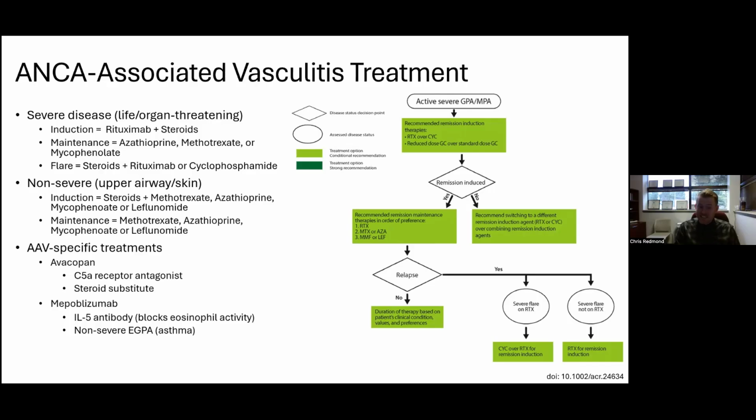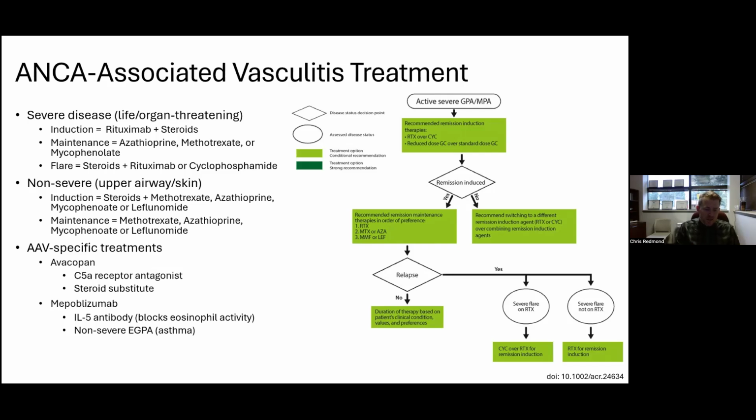It is very hard to get because it's a hard sell for insurance companies to say we're not going to use steroids, but we want to use this kind of new novel medication, which is a bit more expensive. But if you have a patient who can't have steroids because they have severe diabetes or other concerns, GI bleeds, things like that, Avacopan is a potential medication to use.